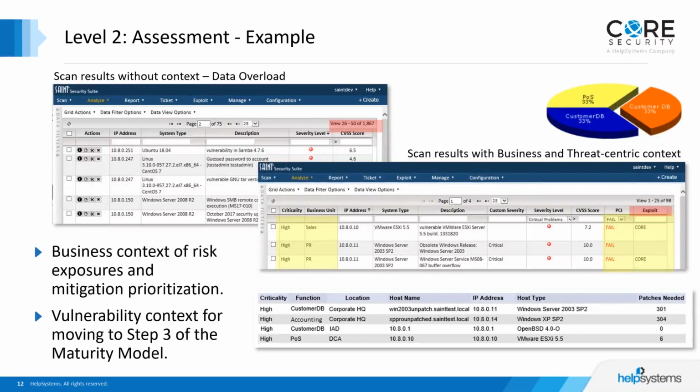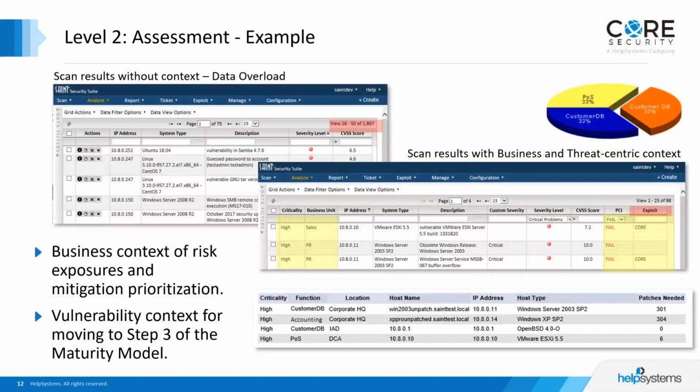An example here: we talked earlier about data overload. This screenshot on the left is just an illustration that I've done a scan of a small network. And trust me, small network. At face value, I've got almost 2,000 findings, but there's no context there. An IP address, what does that mean? What business context does that have?